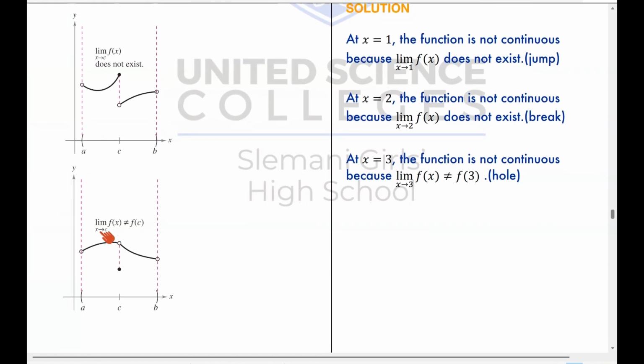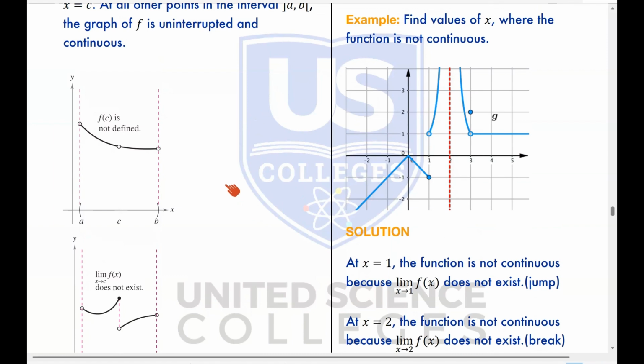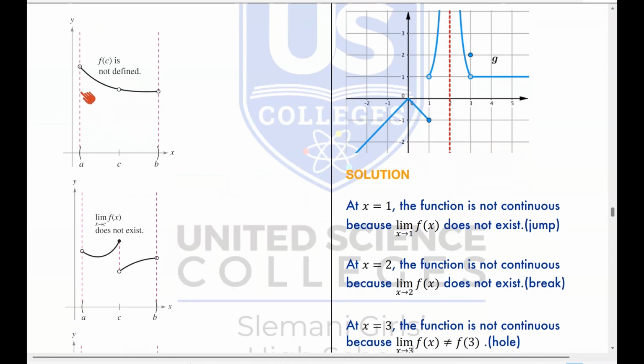And finally, the limit may exist, the function may be defined at that point, but their values are not the same, so the function is discontinuous. So these are the situations involving discontinuity. To understand whether a graph or function is continuous or not, we should check whether we can draw the graph without lifting our hand.